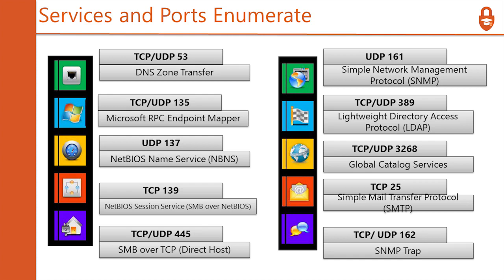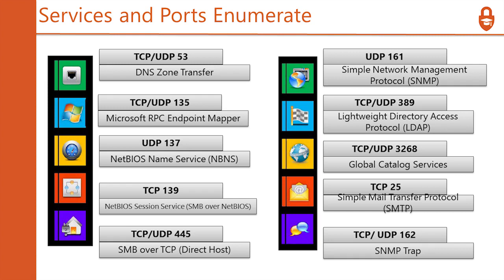So services and ports to enumerate. TCP/UDP 53, that's DNS. UDP 161, the Simple Network Management Protocol. TCP/UDP 135. By the way, you're going to need to know all of these ports and what they are for the test. You're going to actually have a chart where you have to fill them in on some of the tests. They are multiple choice, but you have to figure out which letter goes first and for which port. So make sure you remember this slide.